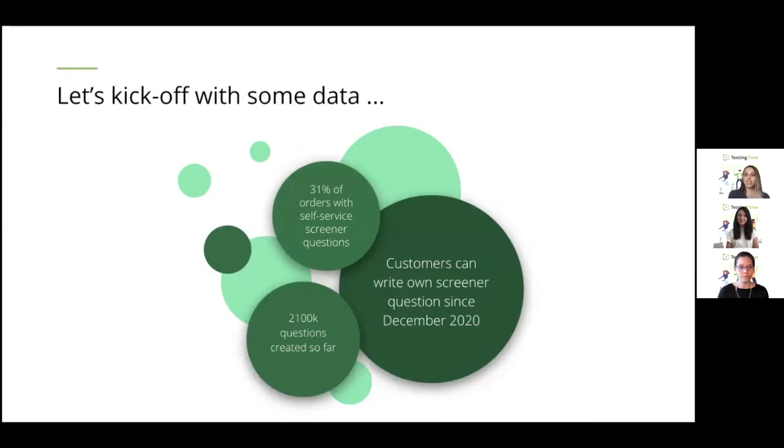Let's kick off with some interesting data. We have allowed our customers to write their own screener questions since December 2020, and since then 2,100 questions have been created so far. The orders that include a customer-written screener question represent 31% of all orders.